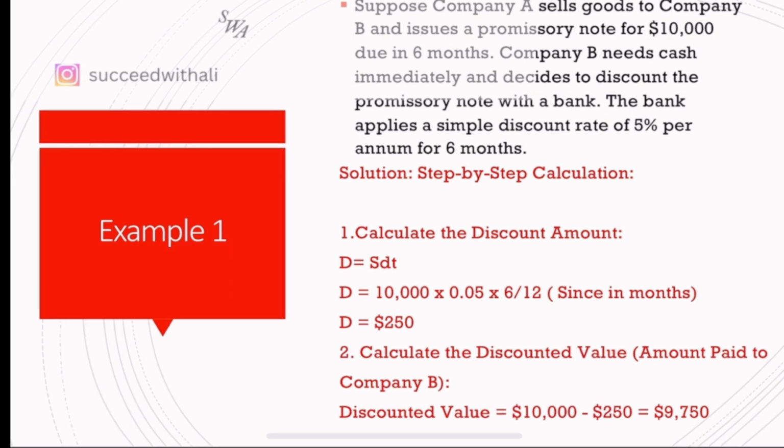Second, we should calculate the discounted value, the amount paid to Company B. The discounted value is $10,000 minus the discount amount, which is $250, which gives us $9,750.